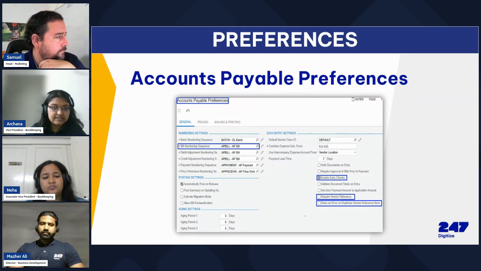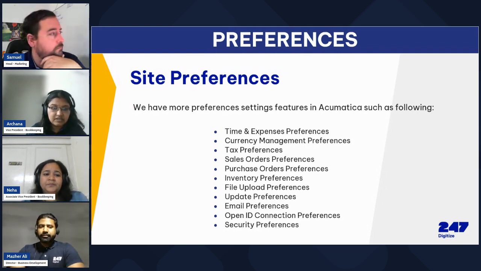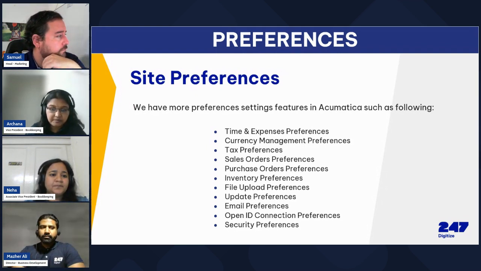Moving on, let us look at site preferences. In Acumatica ERP, time zones are specified with respect to Greenwich Mean Time (GMT). A system administrator specifies the default time zone for all system users on the site preferences form.